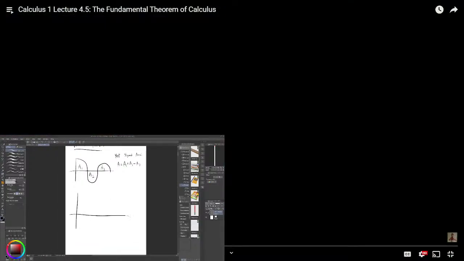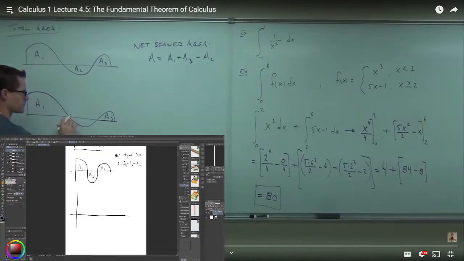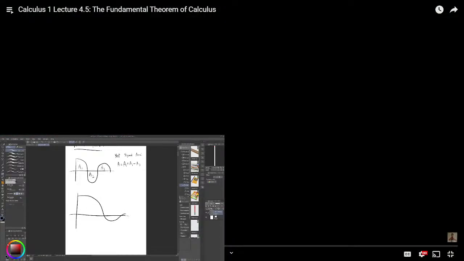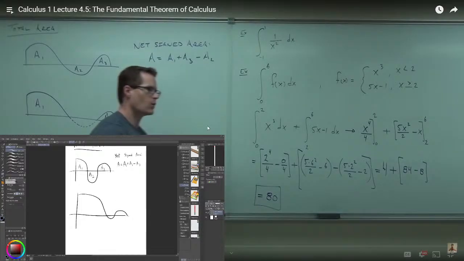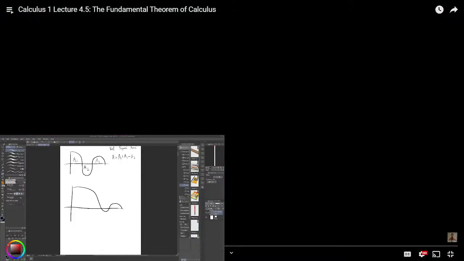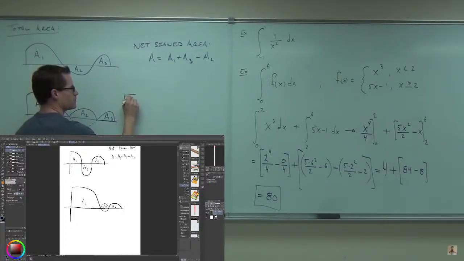area 1, area 3, not that. We don't want that. That's going to count as negative area. What we want to do is find a way to flip it over here and make it count for us. That would be total area. Would you just flip this?